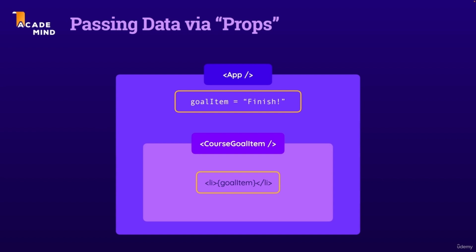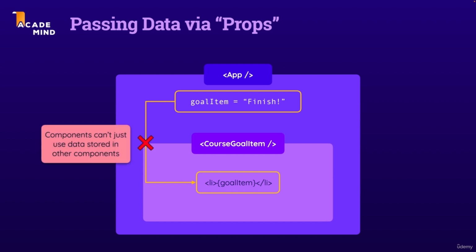And to a certain extent that is good, because it makes the course goal item independent if it doesn't store the concrete value internally. But of course we want to define what's being output by a course goal item with help of the variable managed in app. And we don't have direct access to the HTML code output by some component in other components. We can't just send our stored data there. But instead we can utilize a concept called props.